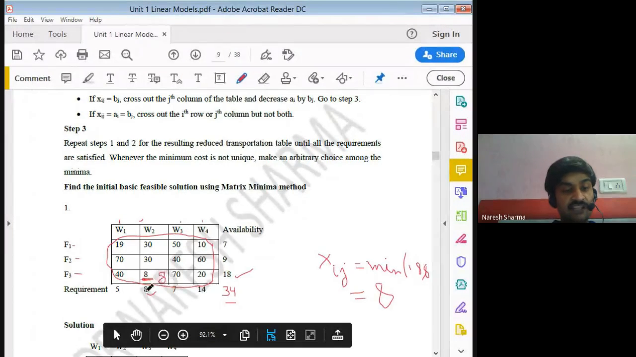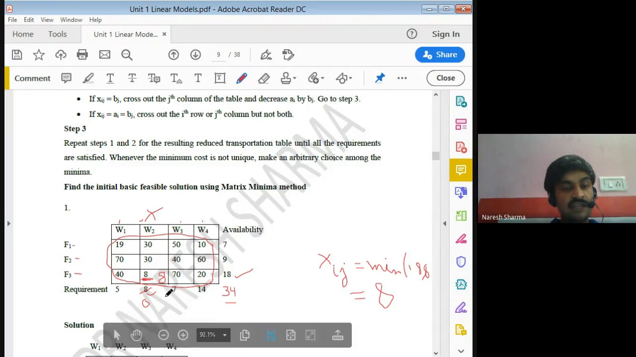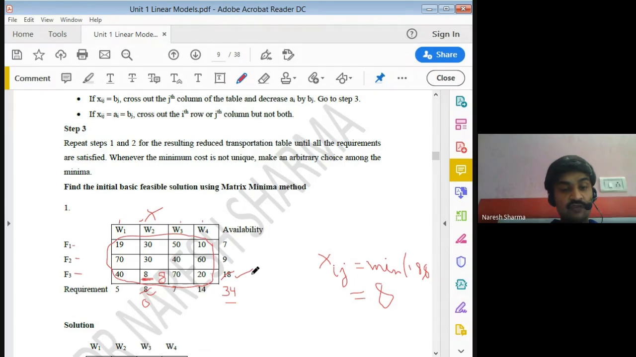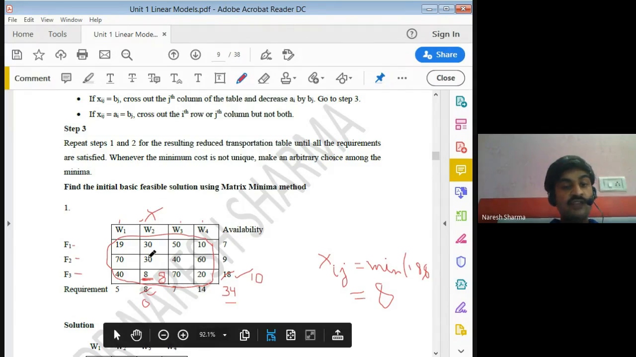If we allocate 8 units, which is equal to bj, we see that we complete the requirement of this warehouse. So we cross this warehouse as its requirement is complete. Parallelly, we decrease the value of this factory because it already sent 8 units to warehouse W2. So we are left with 10 more units. Now, if we remove this second column from the table, we have the remaining 3 columns.